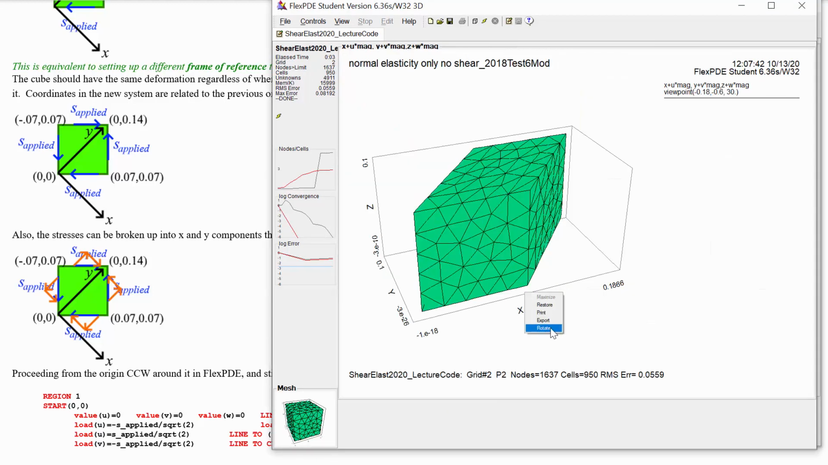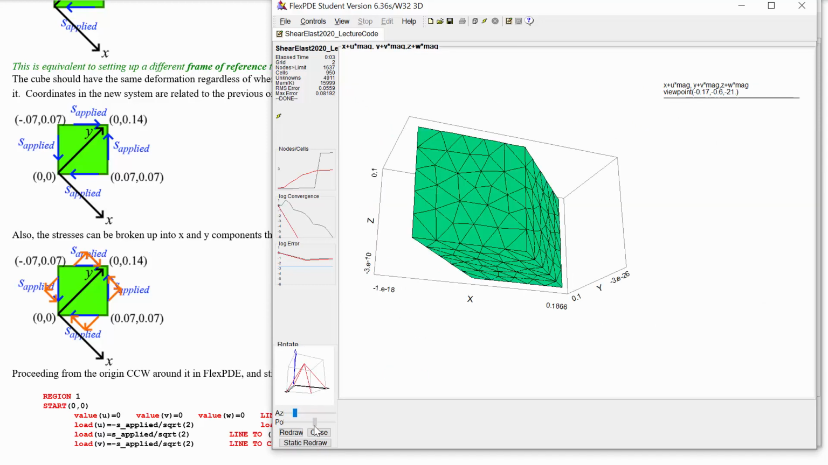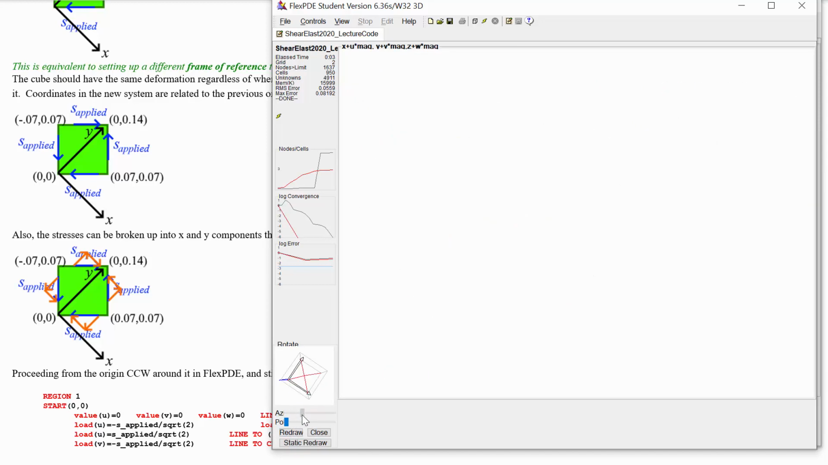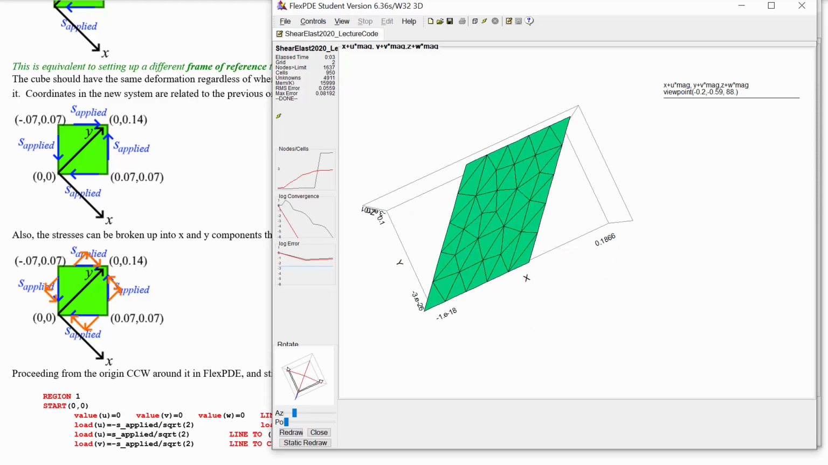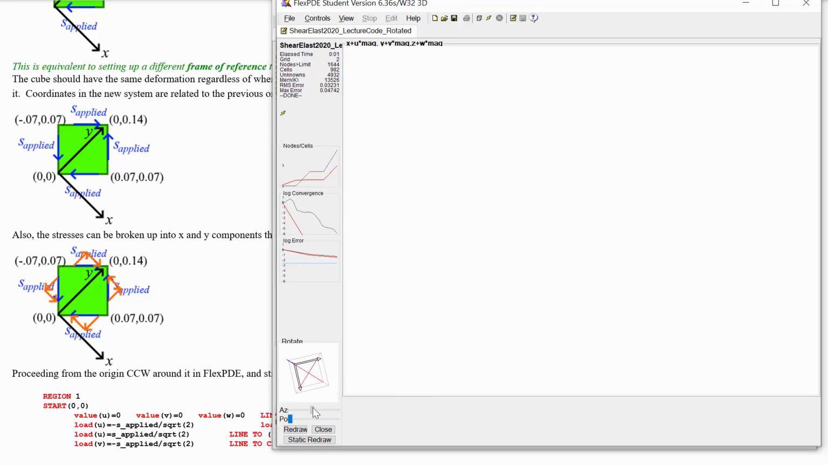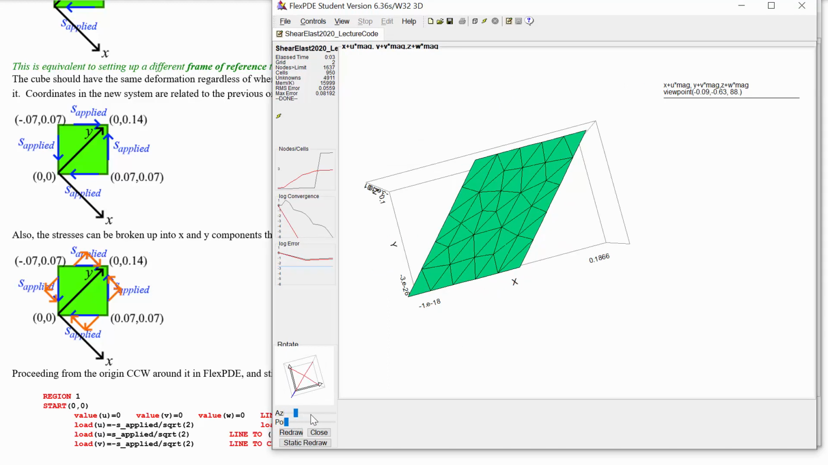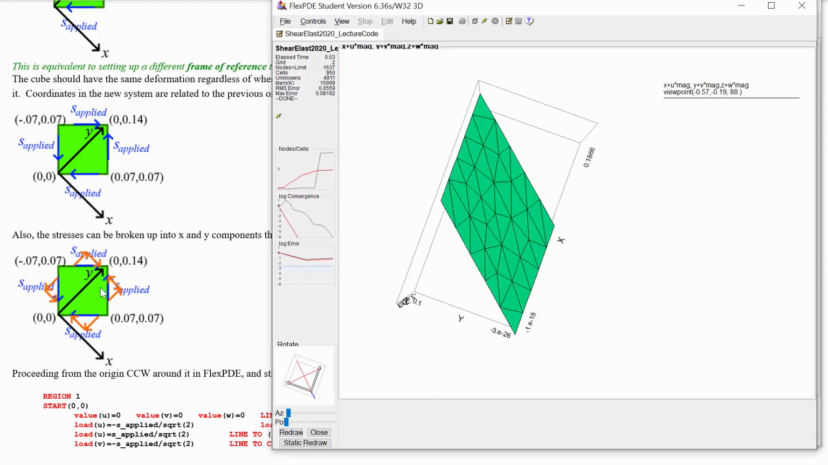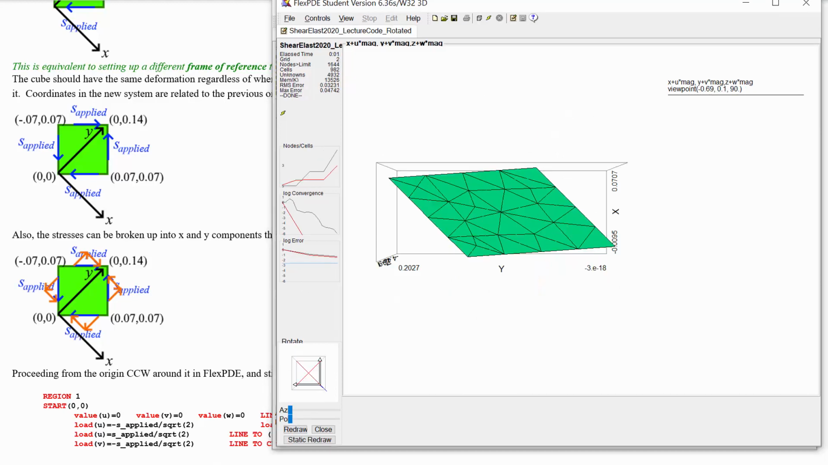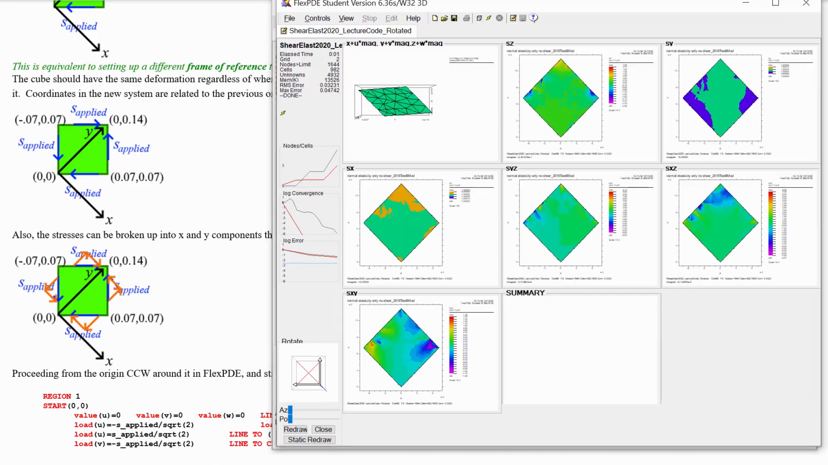So we're going to rotate this thing. If we look at just the top, then, yep, looks kind of like that. And this one, yeah, exactly the same deformation, but with forces applied in components in a different axis. Okay, so what's the point?